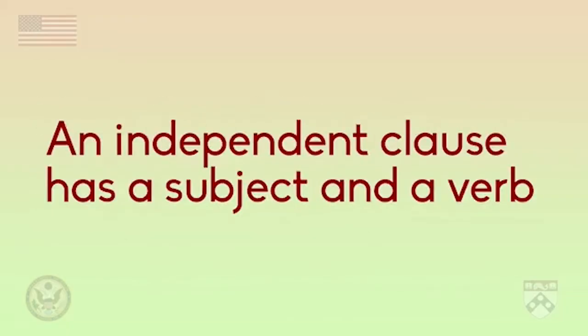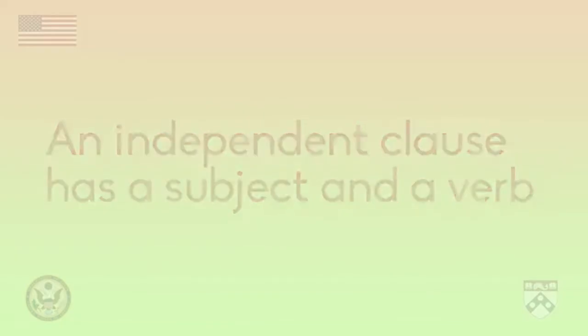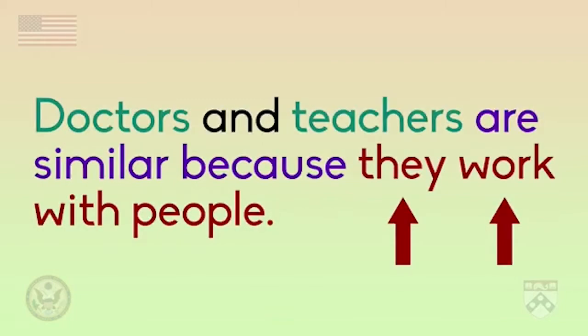An independent clause is a complete sentence that has a subject and a verb. In this example, the independent clause has a subject, they, and a verb, work.